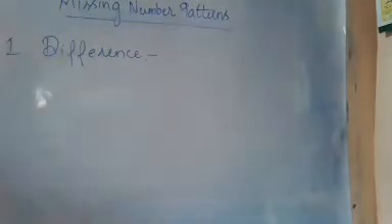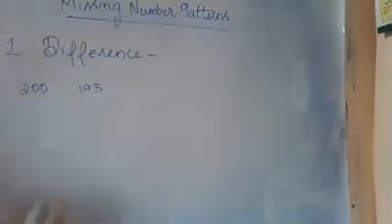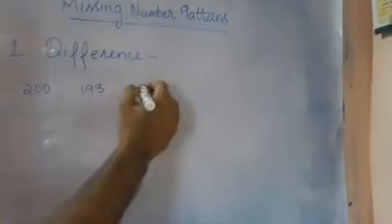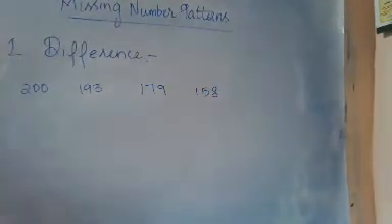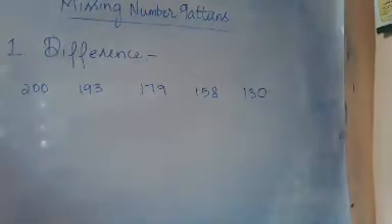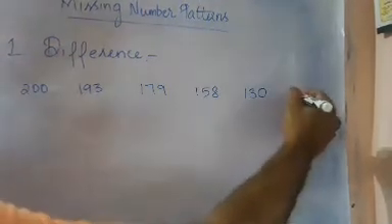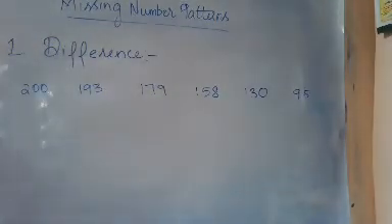So for example, we will take the numbers 200, 193, 179, 158, 130 and 95. So whatever the sequence is given, first you should find out the pattern that is present in the sequence.